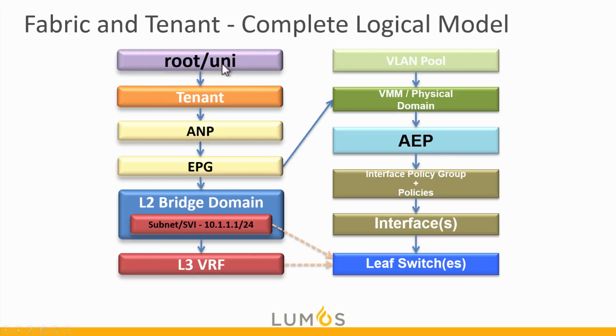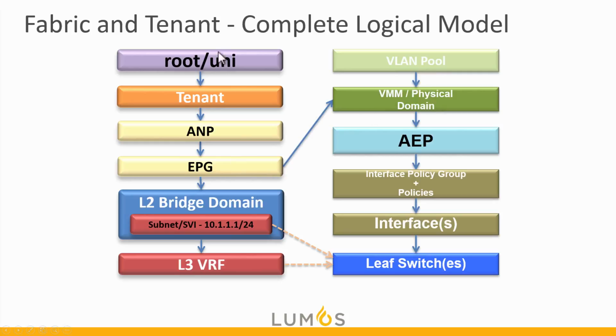For instance, uni to tenant to ANP, that is a hierarchy, and really then EPG. But then some of the others, the L2 bridge domain is a direct child of the tenant and at the same level as the ANP, hierarchically speaking, and the VRF is also at the same level, a child to the tenant. But these blue lines are more the associations. So the VLAN pool feeds into either the VMM or the physical domain, and the VLAN pool would either be dynamic allocation for VMM or static allocation for physical.